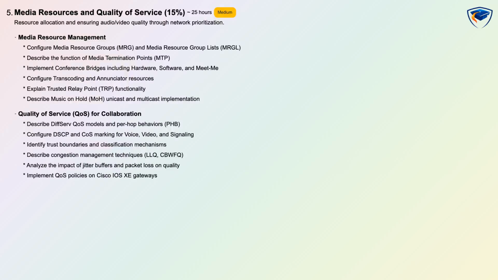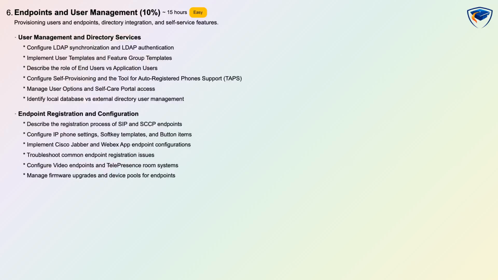The QoS portion covers DiffServ models and per-hop behaviors, DSCP and CoS marking for voice, video and signaling, trust boundaries, congestion management like LLQ and CBWFQ, and the effects of jitter buffers and packet loss on media quality along with IOS XE policy implementation.